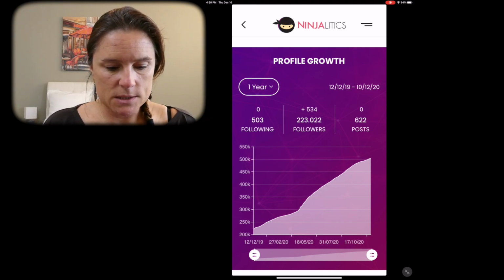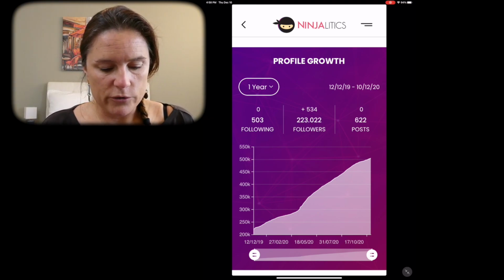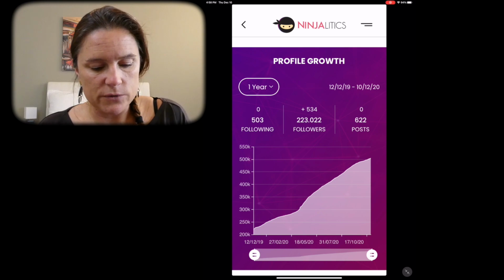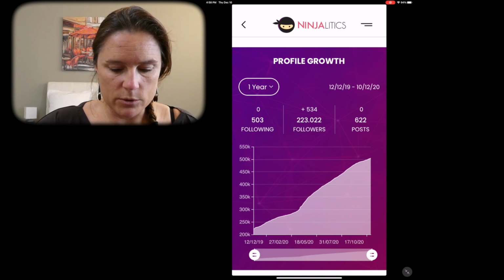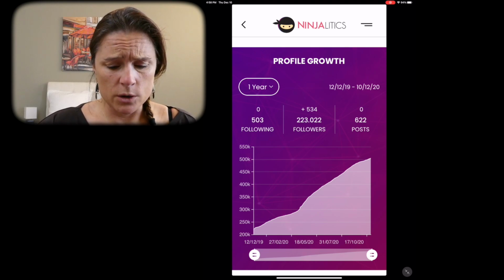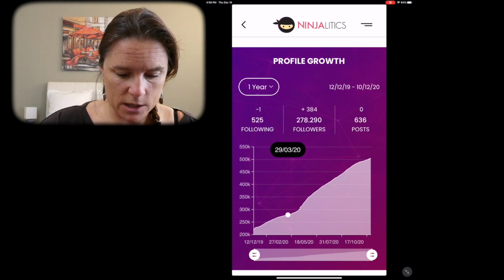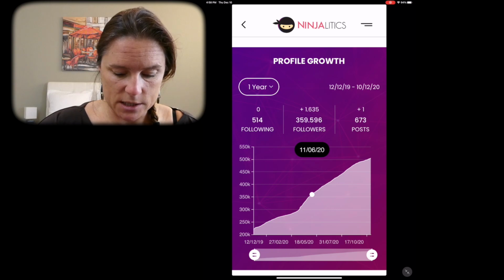What you see at the very top is the number of people he was following on that day, 503, and he didn't follow anybody in that specific period of time. You are going to be able to see the number of followers that he had at the very beginning, and you see the evolution day by day. So here we have a peak of 1,000 more followers per day.